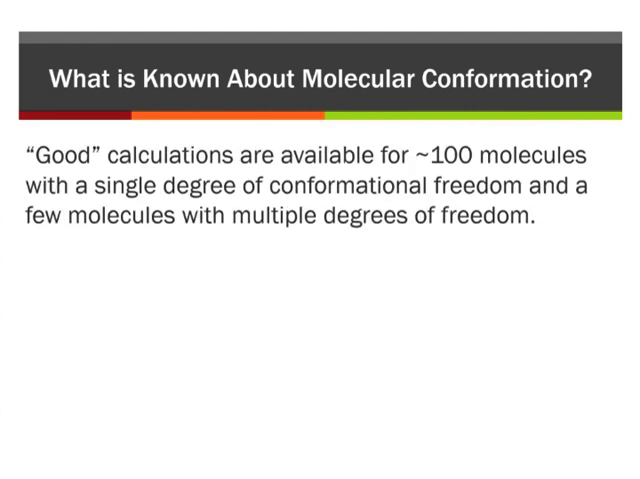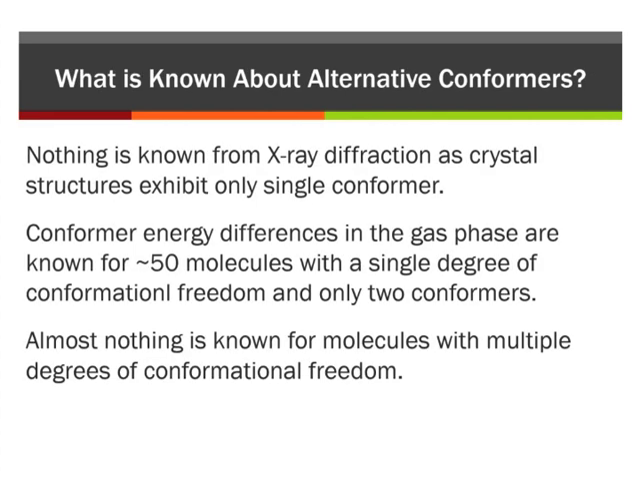Good calculations are available for perhaps 100 molecules where you have some conformational flexibility, but only a couple of molecules where you have multiple degrees of conformational freedom. There's very little data there. The more difficult question is, what do we know about the energetics of alternative structures? We see a molecule in a given structure. What do we know about the next structures up? And the answer is almost nothing.